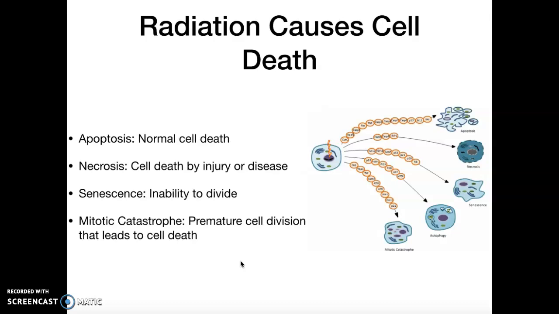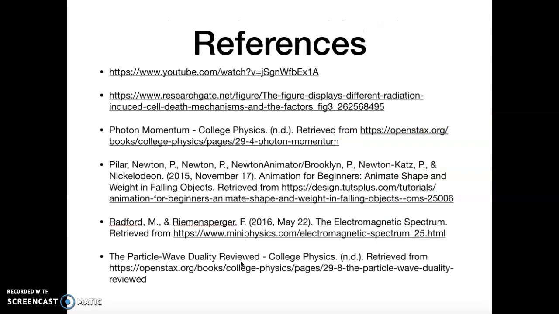Senescence is when a cell has the inability to divide. If you're damaging the DNA enough and the different checkpoints of mitosis can't be met, and the cell can't divide, then it's just going to die. It's not going to be able to keep moving forward. And then the last way is called mitotic catastrophe, where if you're damaging the DNA enough and messing up the cell's checkpoints, it can try to divide prematurely, and that will also lead it to death. So it's a pretty cool application of photon momentum, saved countless lives. So here are my references for the video, and thank you for watching.